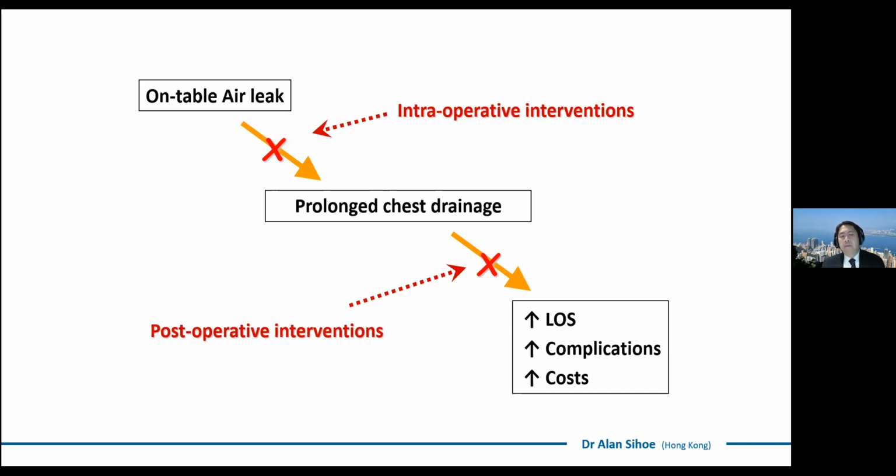But the problem with post-operative interventions, all of those things I mentioned just now, is that by the time you use these interventions, usually you've already had prolonged air leak and prolonged chest drainage, and you want to do something about it. So isn't it better to do something intraoperatively and forgo all of that post-operative air leak altogether? So conceptually, of course, it's better to do intraoperative intervention. That's the key. Now, if you want to do something intraoperatively, what can you do?